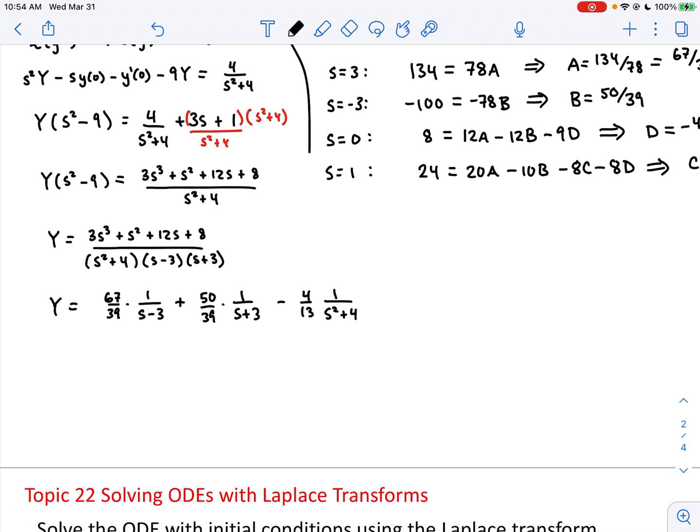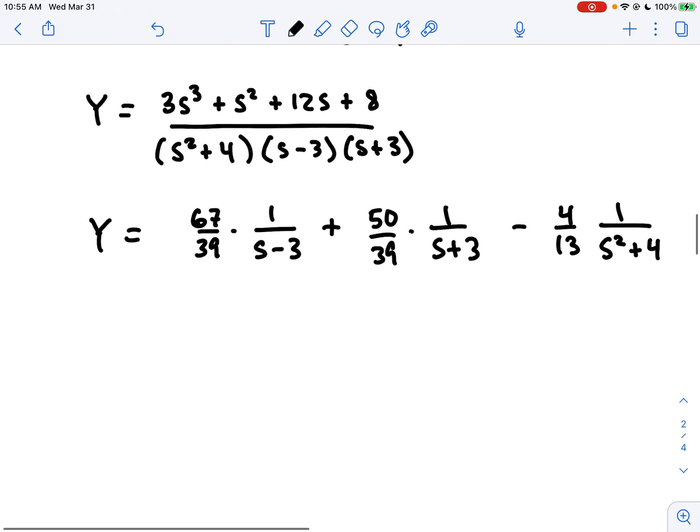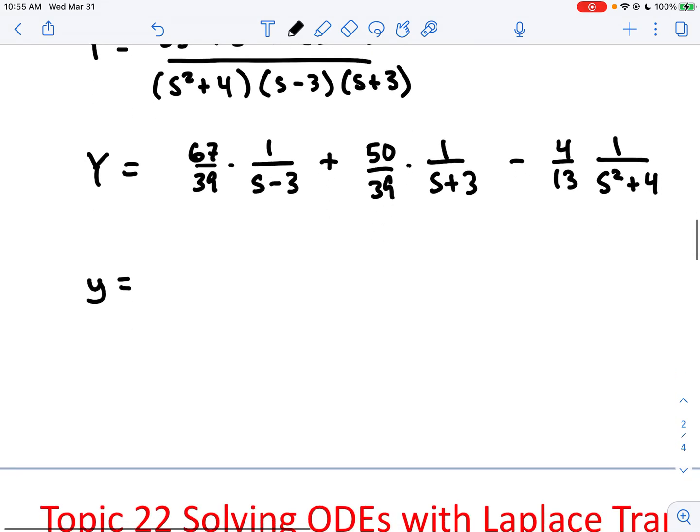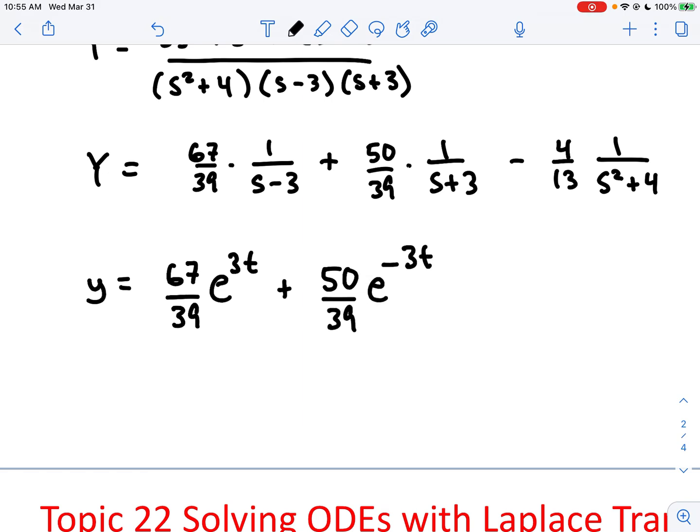Okay, now we are prepared to do reverse Laplace transforms of these three pieces. The reverse Laplace transform of 1 over s minus 3 is e to the 3t. I'll leave that to you to confirm with the table. And the inverse Laplace transform of 1 over s plus 3 is e to the negative 3t. So we get little y, finally, of t. This is a function of t now, our solution to the differential equation. We have 67/39 times e to the 3t, is the first one, plus 50/39 e to the negative 3t.